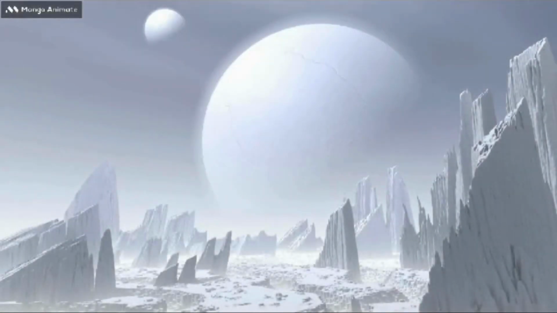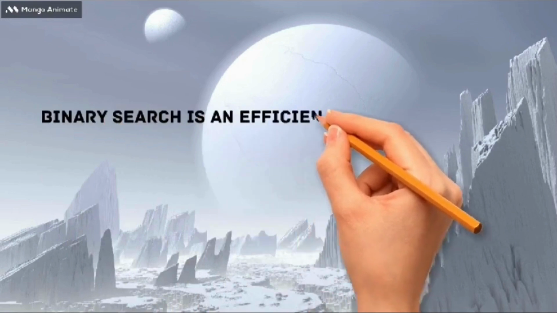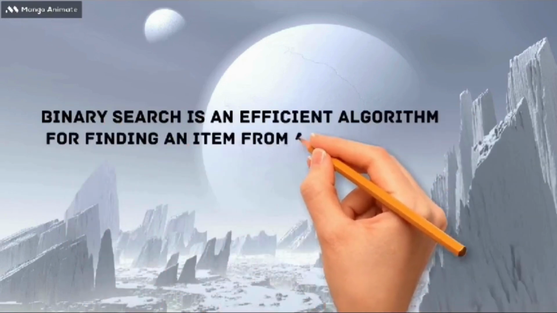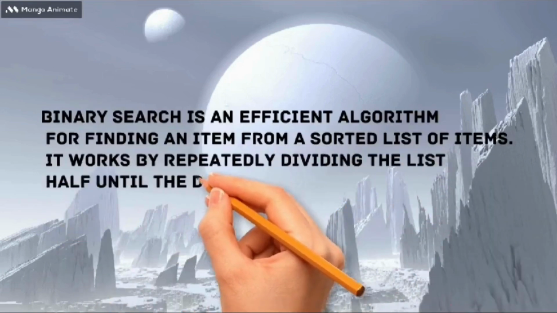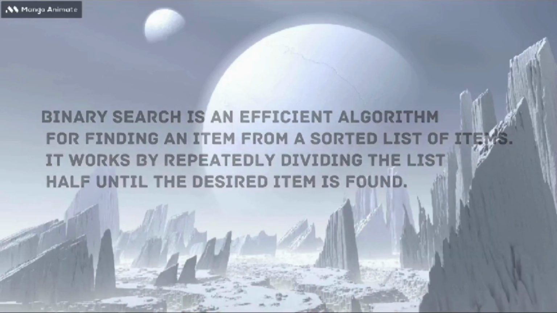What is binary search? Binary search is an efficient algorithm for finding an item from a sorted list of items. It works by repeatedly dividing the list in half until the desired item is found.